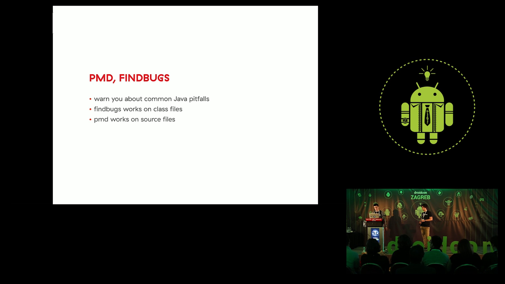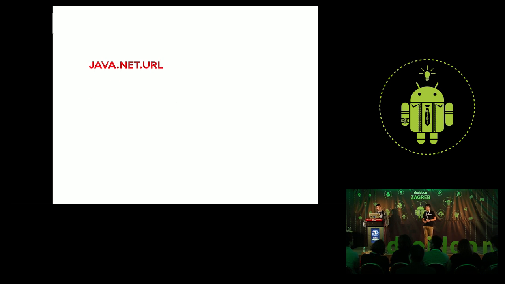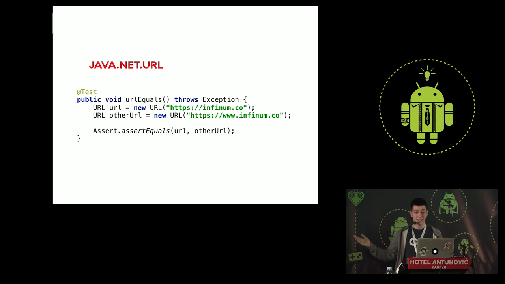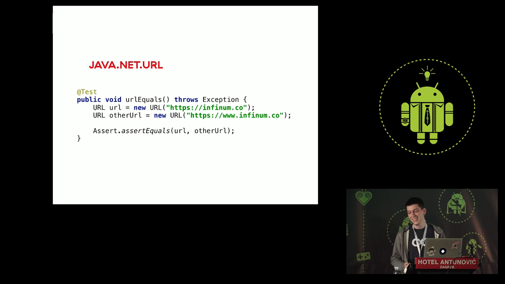And since this is pretty abstract, with java.net.URL, I want to ask you, how many of you have heard or used this class? Good, I see some hands. Great. This is a simple test. Basically, we're trying to see if these two URLs are equal. It should be obvious that they're not, but still, the behavior is interesting. So I'm giving you three choices: yes, they're equal, no, they're not equal, or it depends.